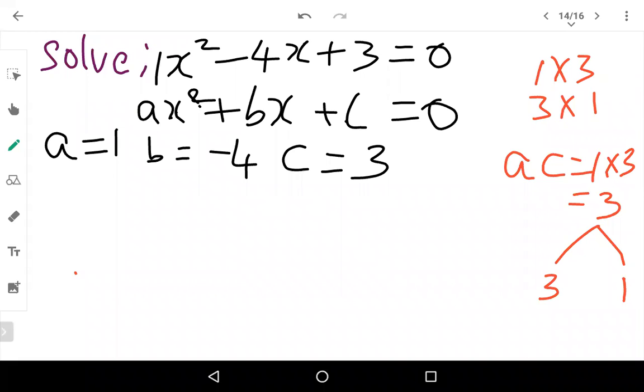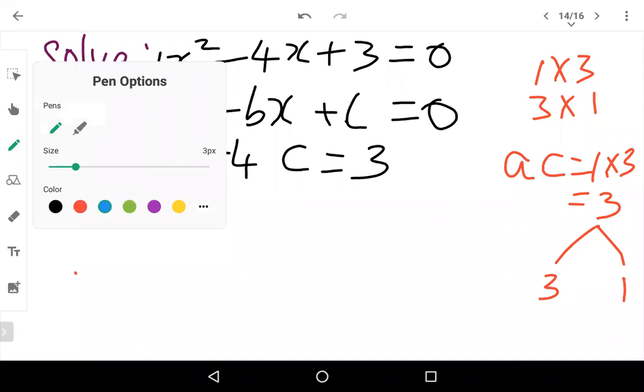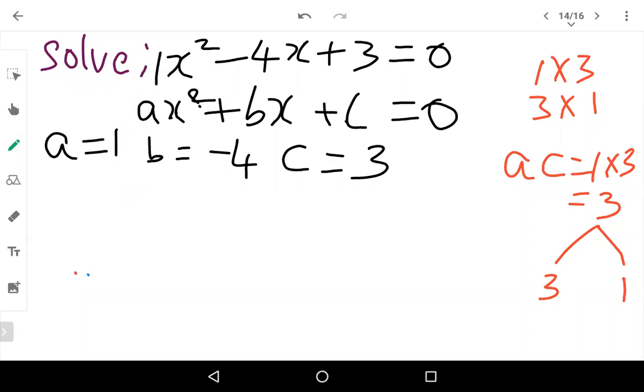But understand, we are supposed to get plus 3. Now let us check the equation once again, and we will understand how to write the equation. I'm going to rewrite the original question like this: x square, at the end I'll write it as plus 3. Now in between you have minus 4x.